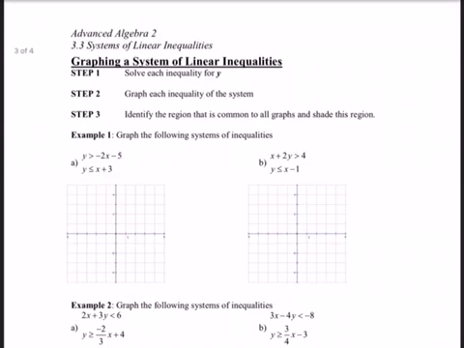So let's start with a system of 2 inequalities. I'm going to graph each of them separately and then look for the shading overlap. So I'm going to start with the negative 2x minus 5. Since I can't go down any farther from here, I'm going to go up and to the left.